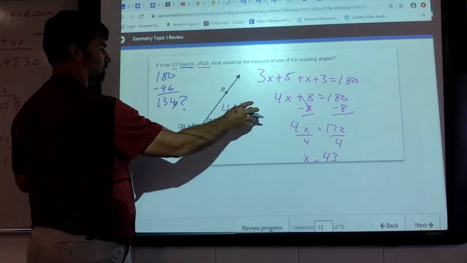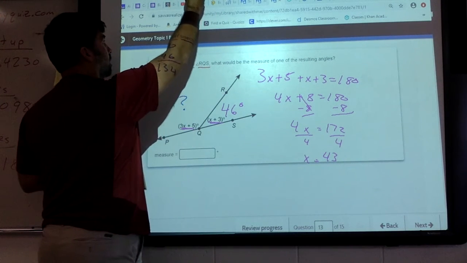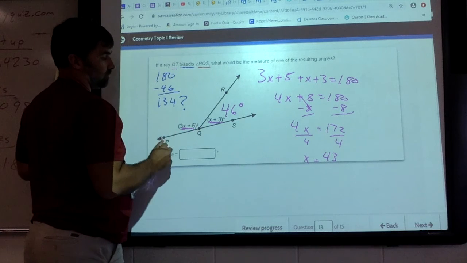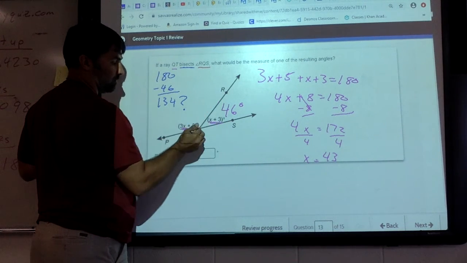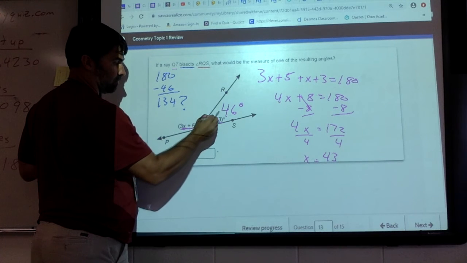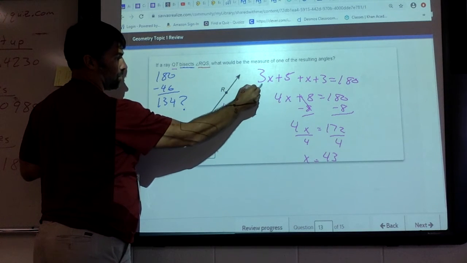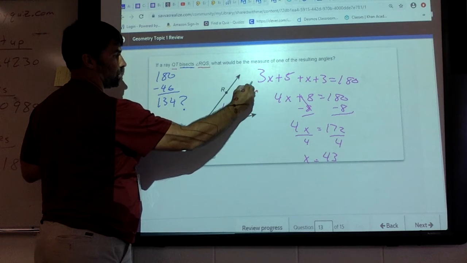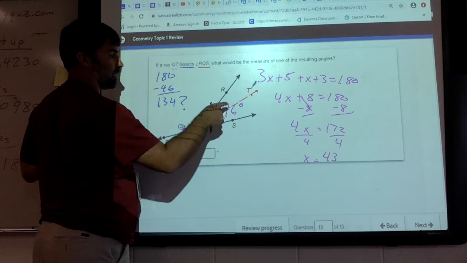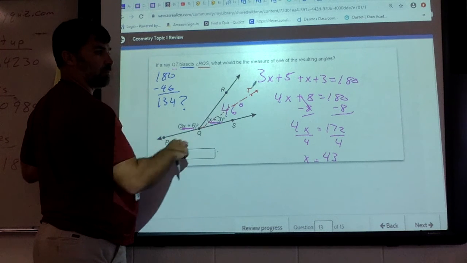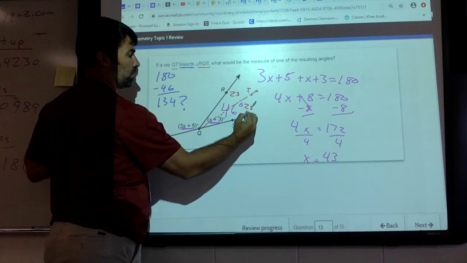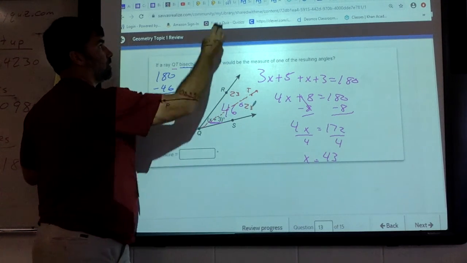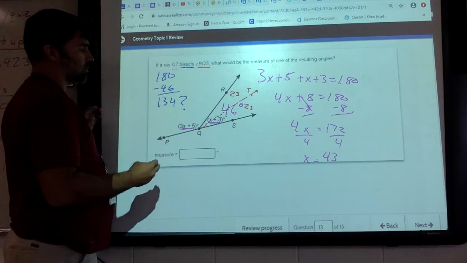All right, but let's go back to this question. Go back to the original. If this RQS is 46 and this QT is going to bisect it, that means each one is 23, half of 46. So that means this would be 23 degrees and this would be 23 degrees. Okay. So be careful with that one.